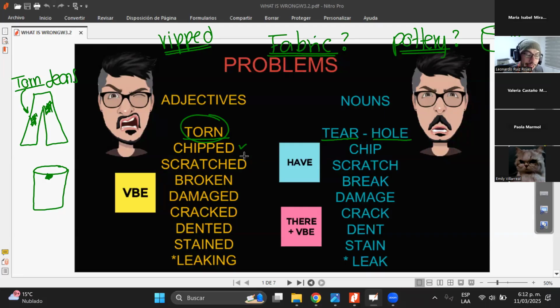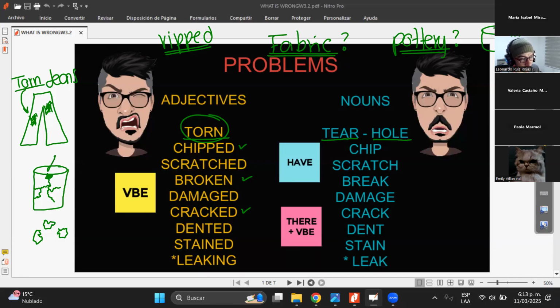Different when I use cracked. Cracked is also used for pottery or glass, right? But in that case, the accident was bigger and then the damage is bigger. Nevertheless, it is not completely broken. Cracked, it's just, like you can see the lines, but it is not completely broken. Why not? Because broken, yes, or destroyed, it's going to be when we only have the pieces of the object.